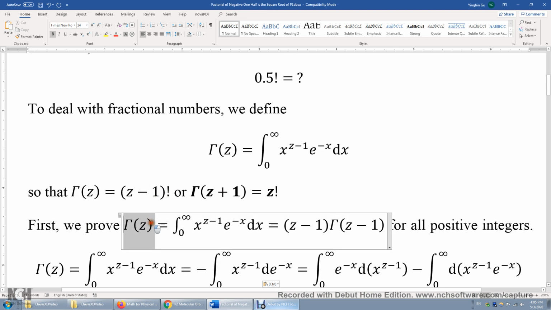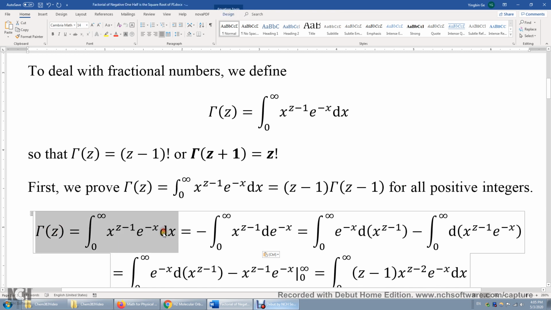First, let's prove this gamma function of z is equal to z minus 1 times gamma of z minus 1 for all positive integers. Alright, so first, this is how gamma is defined. And then we know the first derivative of e to the power of negative x is negative e to the power of negative x times dx. Therefore, e to the power of negative x dx is negative d, the exact differential of e to the power of negative x. So this is a mathematical transformation here from here to here. We just need a negative sign here.